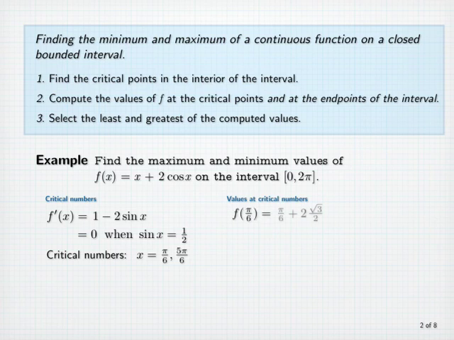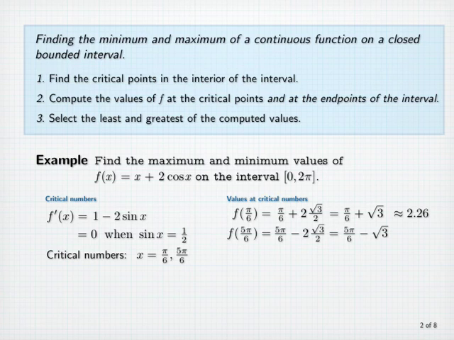F of pi over 6 is equal to pi over 6 plus 2 times the cosine of pi over 6, which is root 3 over 2. So f of pi over 6 is equal to pi over 6 plus the square root of 3, which is about 2.26. F of 5 pi over 6 is 5 pi over 6 plus 2 times the cosine of 5 pi over 6, which is negative root 3 over 2, and so we get 5 pi over 6 minus root 3, which is about 0.89.